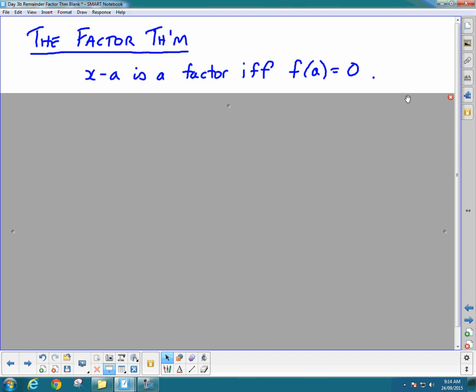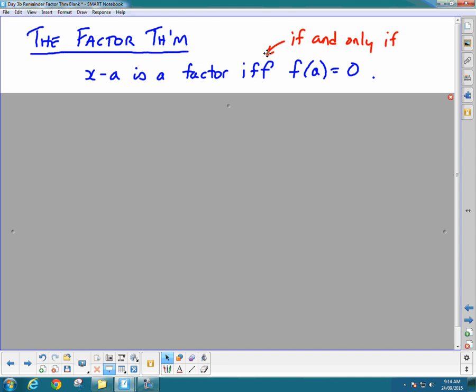It says x minus a is a factor, and then we have this IFF, f at a equals 0. I can tell you that this IFF means if and only if. If and only if. This is a short form that mathematicians will use to describe a biconditional statement. It means that this theorem works in both directions.